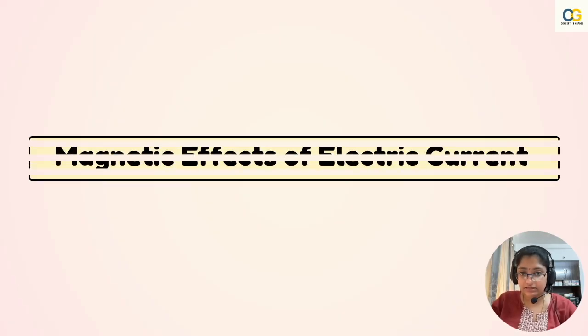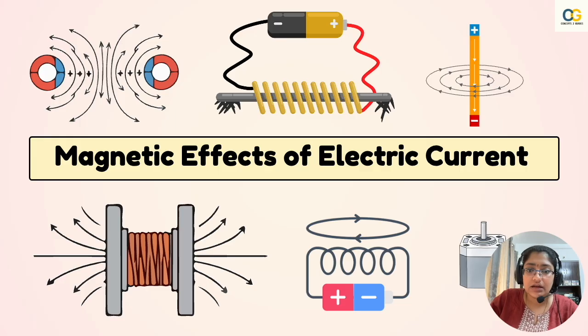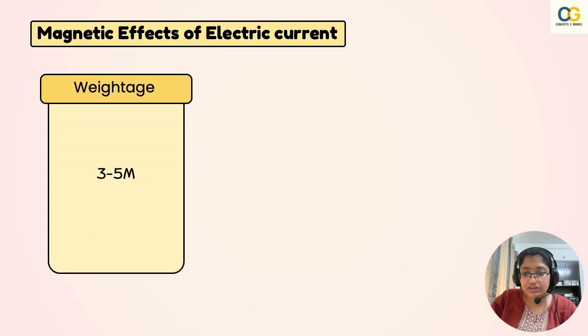So now let us move to the next chapter, or the smallest chapter of physics that we have, which is magnetic effects of electric current. Where we'll see how electricity can cause magnetism. This chapter is a small chapter where the weightage is 3 to 5 marks.